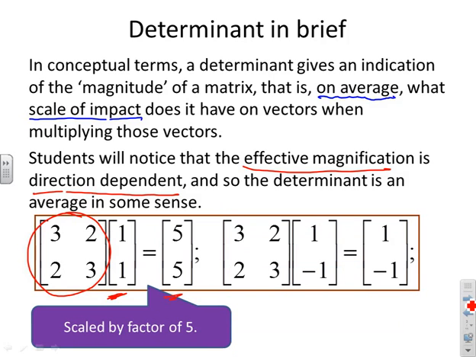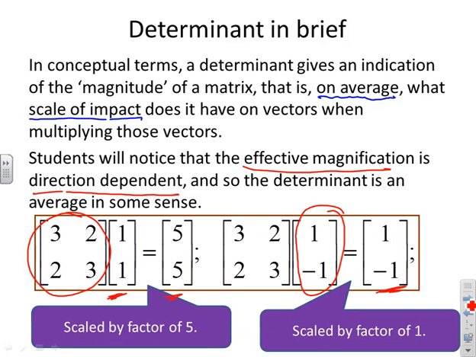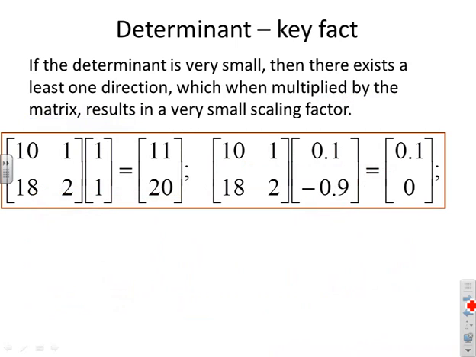Let's try a different direction. Here, I've used the same matrix but multiplied by 1, minus 1, and you notice the result is also 1, minus 1. So here, the scaling on the magnification is only a factor of 1. So you can see the scaling of the vector depends upon the direction.